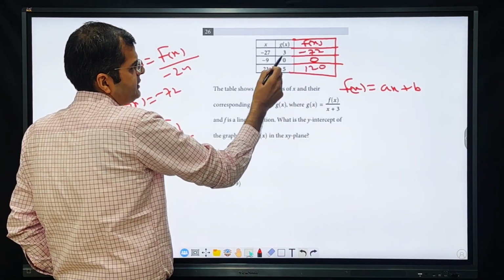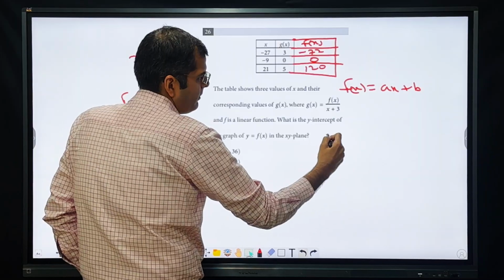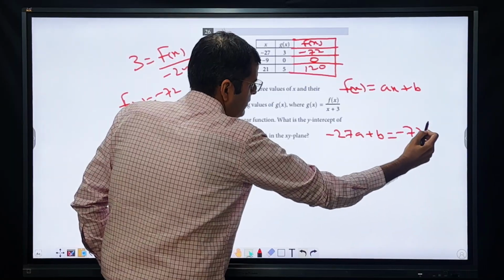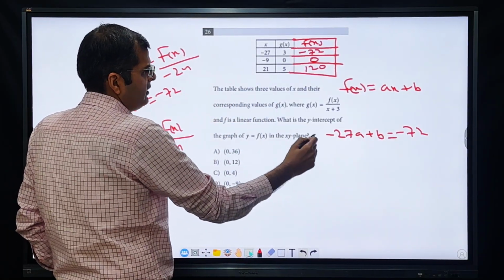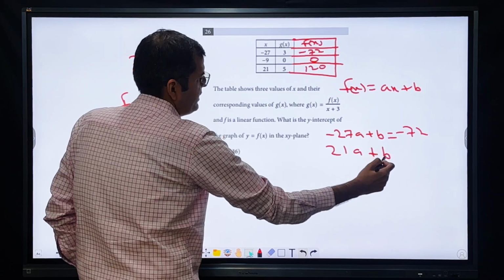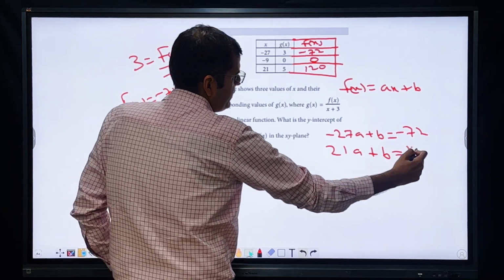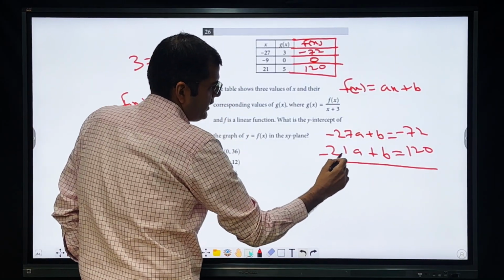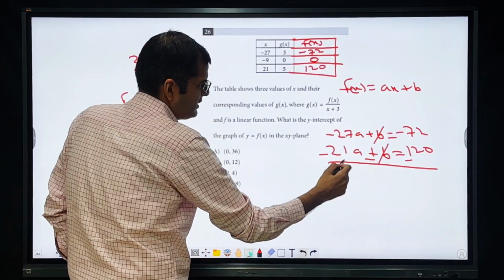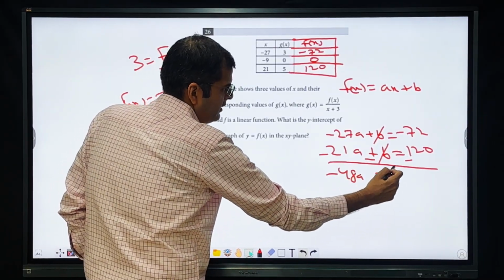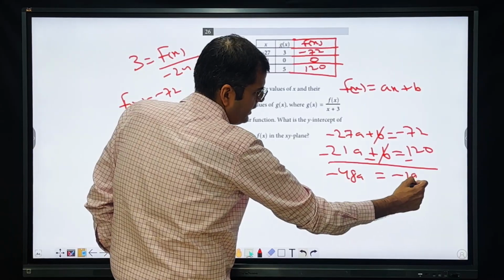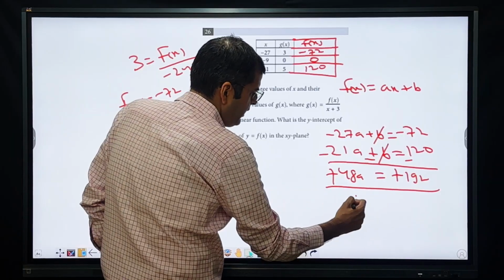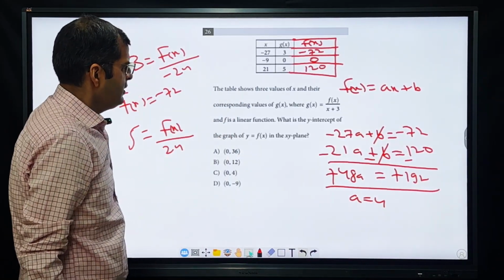So we'll put x as minus 27 first. So this becomes minus 27a plus b is equal to f of x, minus 72. And then we put x as 21. This becomes 21a plus b is equal to 120. Okay, we have to find a and b. To do that, I'll subtract the equations first. So b cancels out. This becomes minus 48a and this is minus 192. So a comes out to be 4.